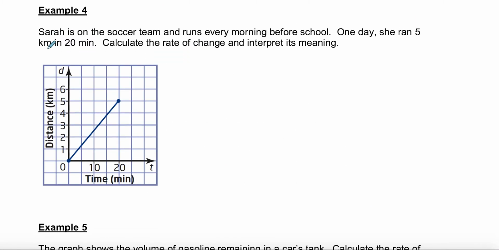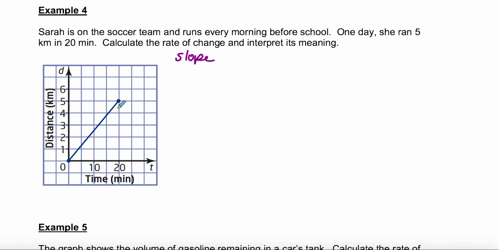Example 4, Sarah's on the soccer team and she runs every morning before school. One day she ran 5 kilometers in 20 minutes. Calculate the rate of change and interpret its meaning. So the rate of change is the same thing as constant of variation or the slope of the line.